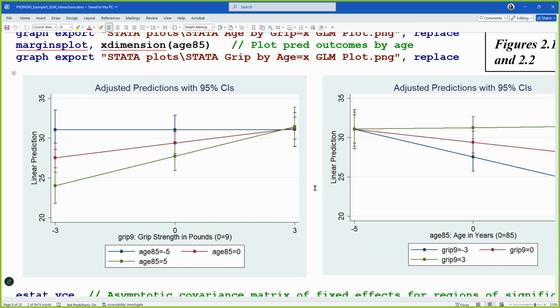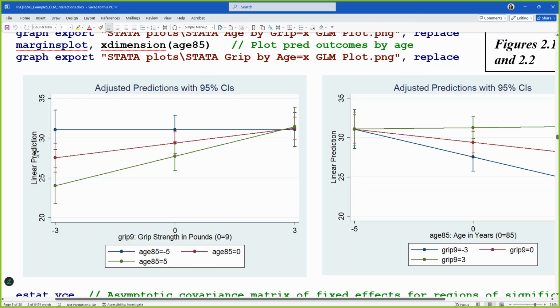That's technically correct, but your reader's going to be like, linear prediction of what? Same with the title, which just says adjusted predictions. I would edit the y-axis to be predicted cognition, and I would use predicted in there so it's not the real data. It's what the model says.